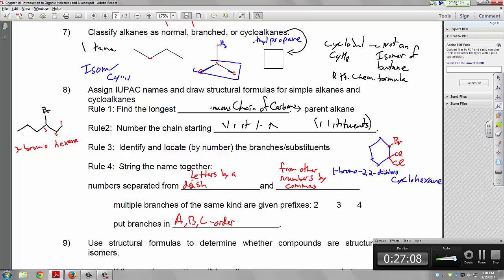And if there's 2 of the same branch, we say di. So multiple branches at the same time are given the prefixes. 2 is di, 3 is tri, 4 is tetra, 5 is penta, 6 is hexa. But tetra is probably enough. So 2,2-dichloro means both of these chloros are on the same carbon, carbon number 2.